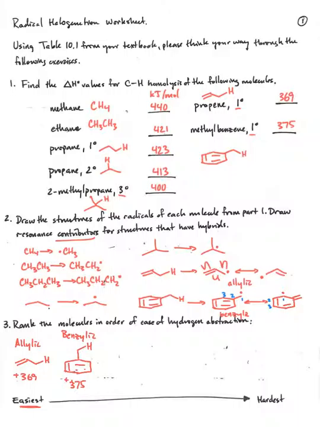So the tertiary hydrogen in 2-methylpropane was next at plus 400. So tertiary. Then we had the secondary hydrogen of propane, which was plus 413. Then we had the primary hydrogen of ethane, which was 421.